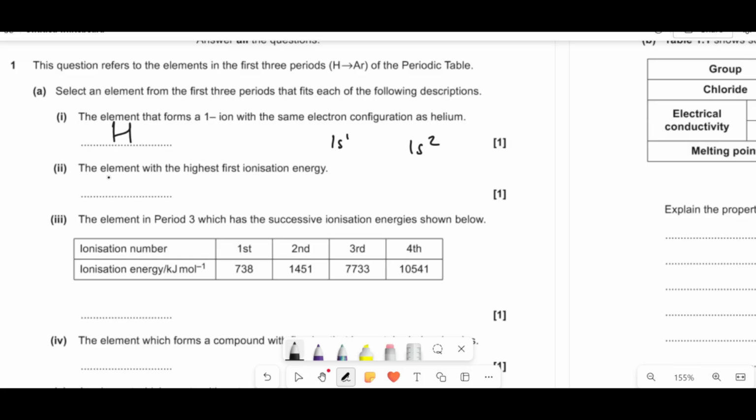Then it says the element with the highest first ionization energy. Remember, ionization energy is the amount of energy you need to put in to remove an electron from the outermost shell. The electron is being pulled by the nucleus, so we want something without too much shielding, the minimum number of shells, and the strongest possible nuclear charge. It's going to be helium, because helium has 2 protons and 2 electrons, but those electrons are closer and it has a smaller atomic radius, whereas hydrogen only has 1 proton and 1 electron. So the attraction is stronger here, which means it's got to be helium.